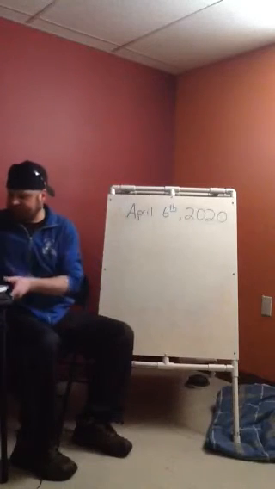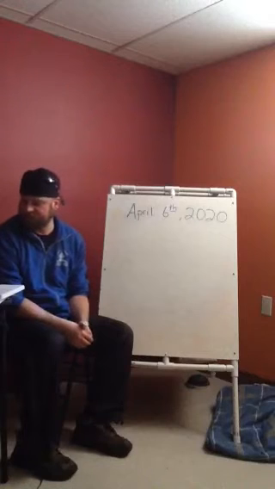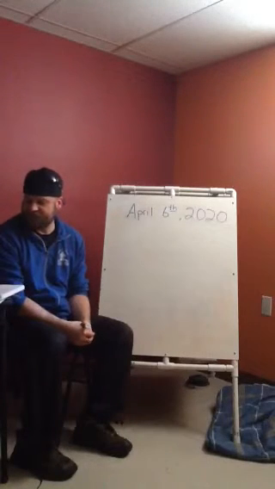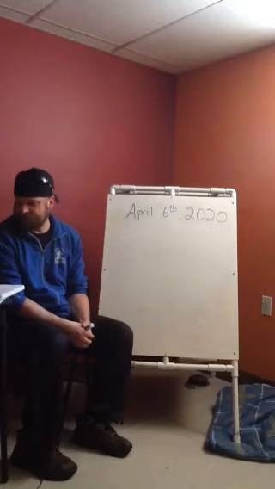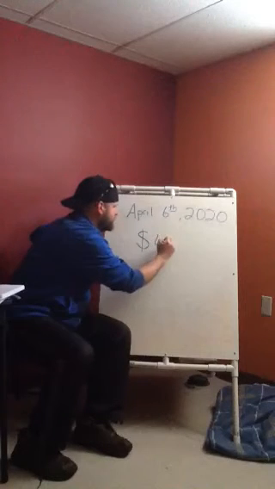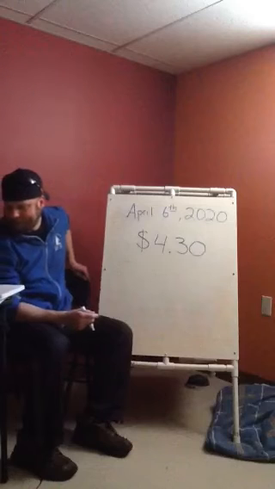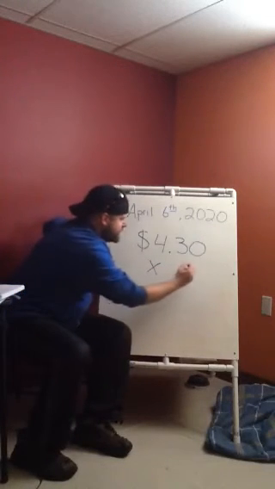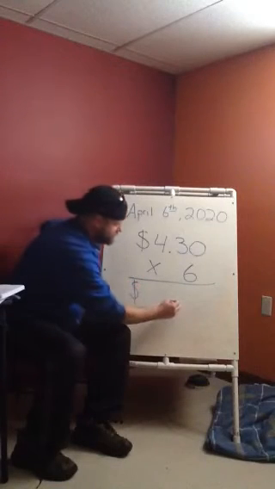Alright, let's do example number 2. Gwen put 430 pennies in a jar. She estimated she would need 6 times as many pennies to fill the jar completely. She multiplied $4.30 by 6 to estimate the value of the pennies in the jar. What is the product? So, $4.30, and we're going to multiply that by 6. Remember, bring your dollar sign down. Put your decimal point down.